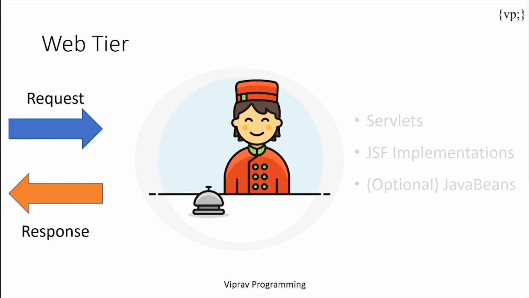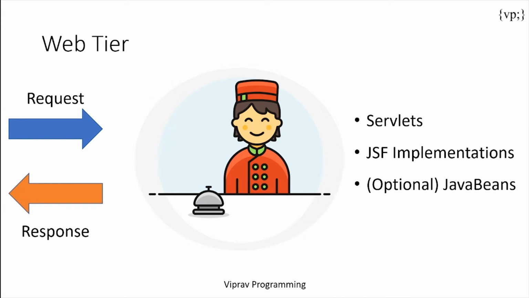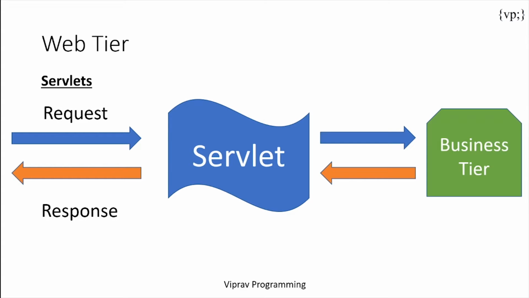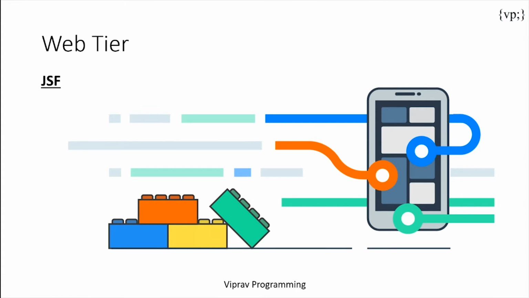They are mostly made up of code like servlets, JSF implementations, and optional Java Beans. Servlets are basically simple Java classes that take a request to the server, compute some response, and send it back. The computation part here is sending the request to the business tier, which you'll hear about shortly. And JSF is a framework for building web applications like websites. We'll talk about JSF in more detail in the later chapters, but just understand that it's basically the building blocks to create beautiful looking websites.